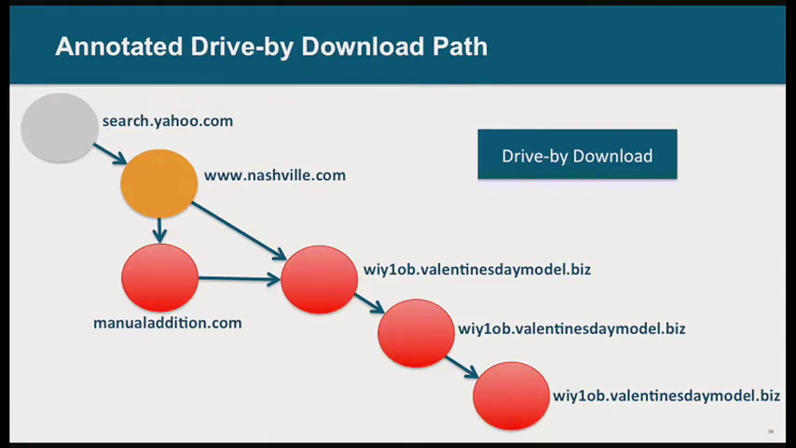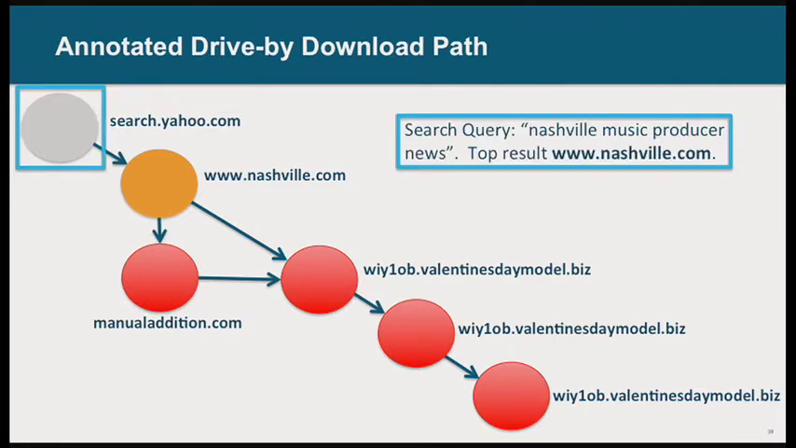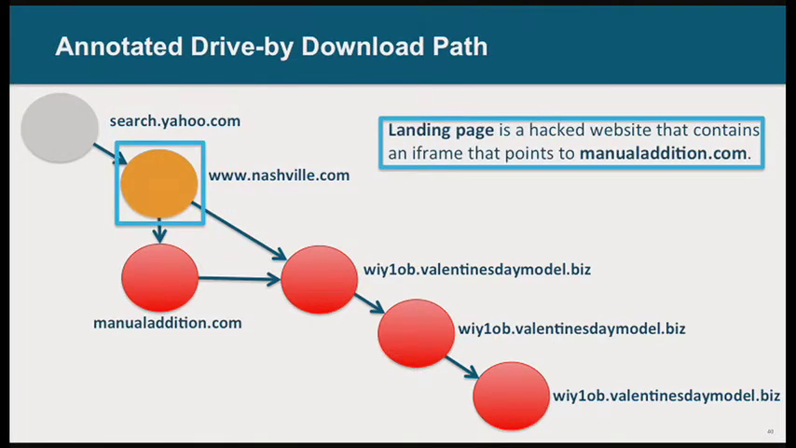So now let's take a look at a drive-by download annotated path. And so this one, the user actually starts out at yahoo.com performing a search. And so the search the user types in is Nashville music producer news. And the top result returned in the search results is a link to Nashville.com. So the user clicks on that.